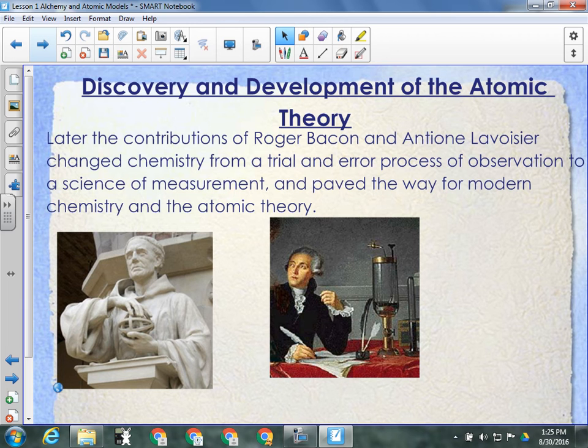What turned alchemy into chemistry and took it into being a respectable science was these two guys, Roger Bacon and Antoine Lavoisier. They developed the scientific method. Before that, chemistry was alchemy. It was trial and error. Mix these things together. If nothing happens, try something else. These guys said, we never learn anything that way because we're never testing things properly.